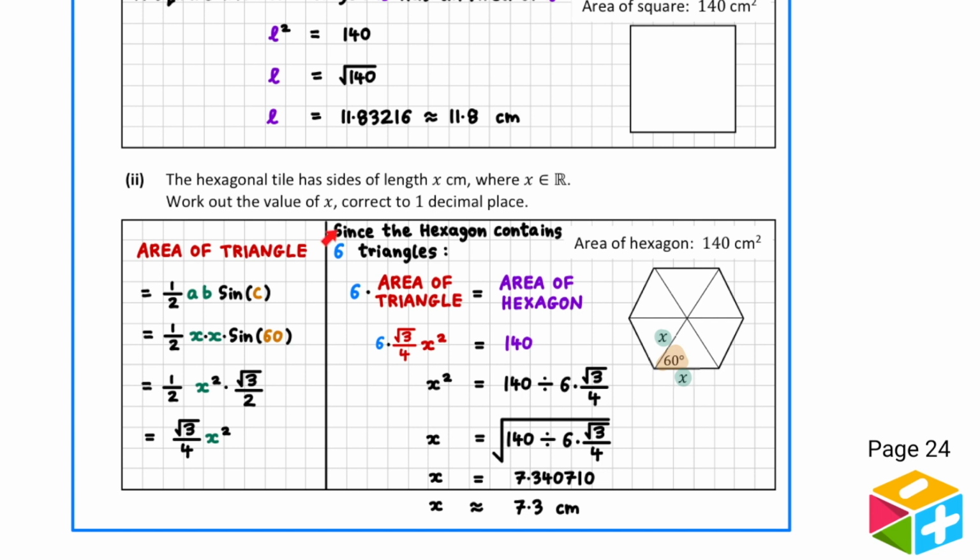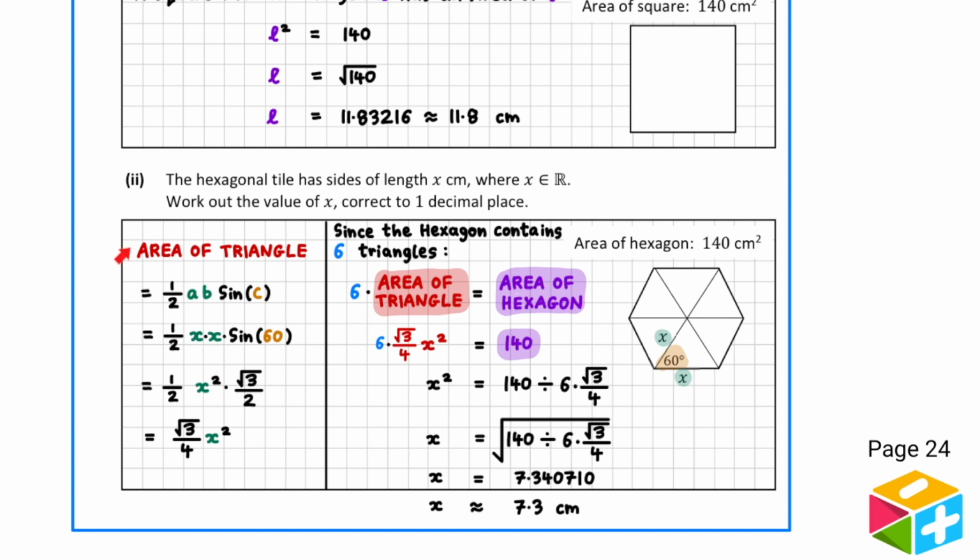Since the hexagon contains 6 equal triangles, we can deduce that the area of the hexagon will be 6 times the area of one of these triangles. We know that the area of the hexagon is 140, so if we can write the area of a triangle in terms of X, we'll be able to use this equation to solve for X.